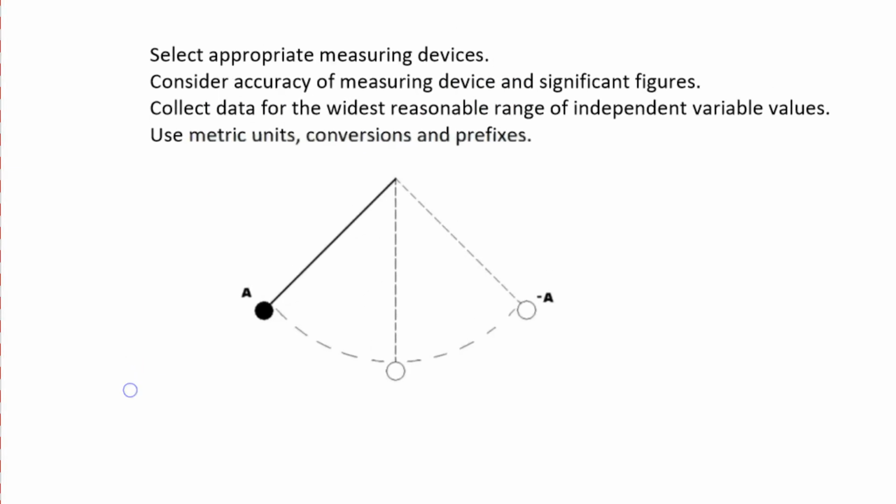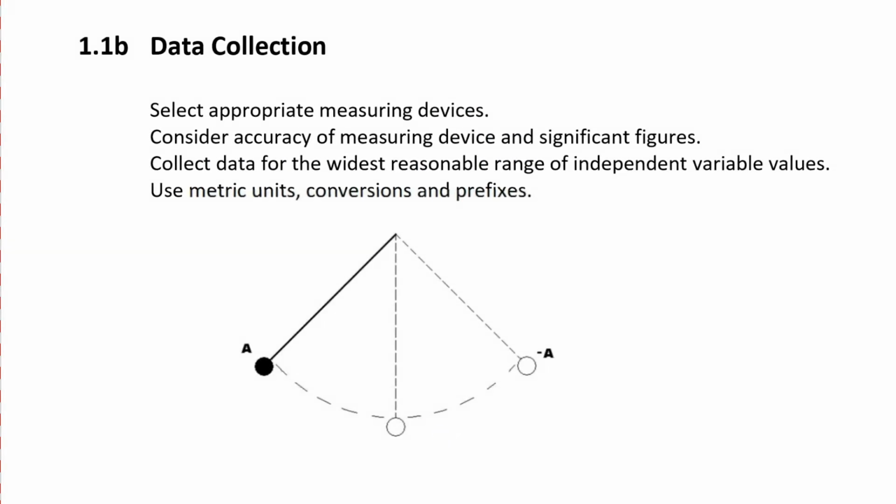So here are the things that you're going to learn in this unit. You're going to learn to select appropriate measuring devices, and I think it's not too hard in this method. The period, the back and forth, you're going to measure with a stopwatch. The length, you can use a meter stick, and so on. The second one says consider accuracy of measuring device and significant figures.